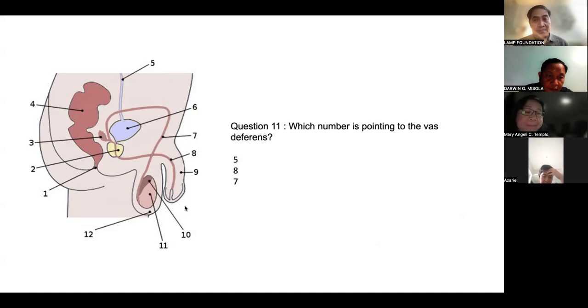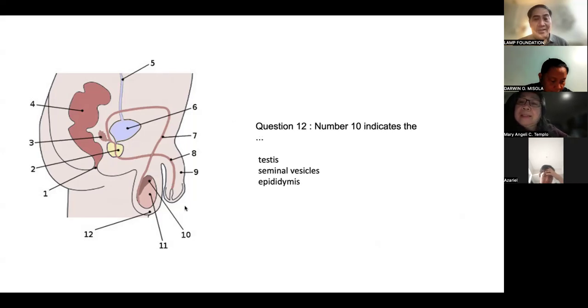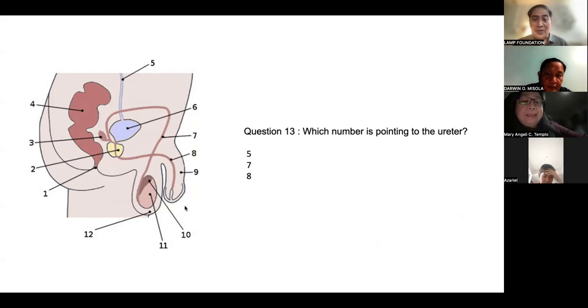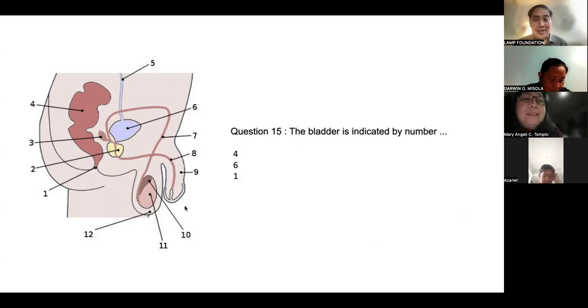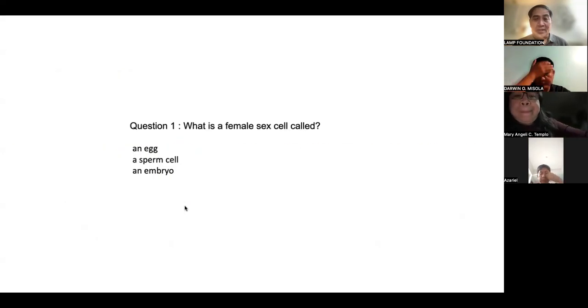What is number 6? The bladder. Which number is pointing to the vas deferens? Number 7. Number 10 is the epididymis. Which number is pointing to the ureter? Number 5. Number 11 is the testis. The bladder is number 6.